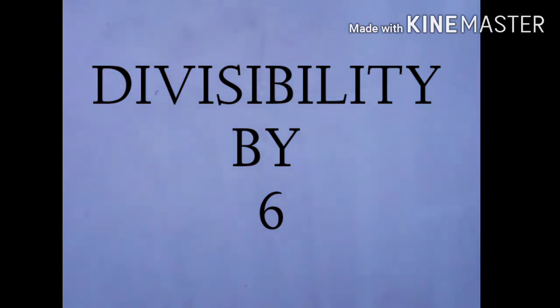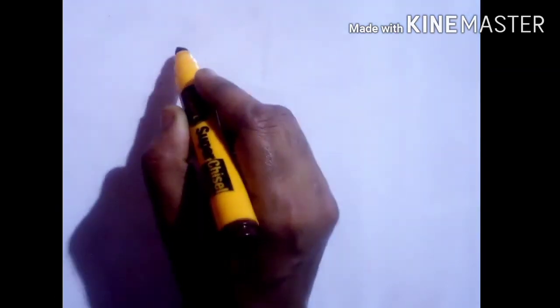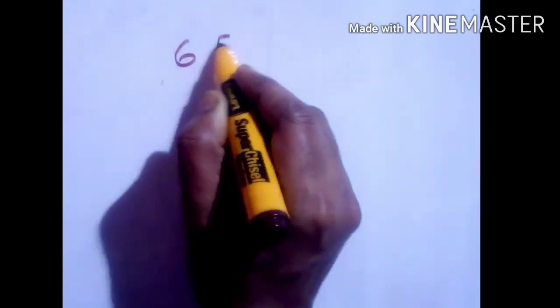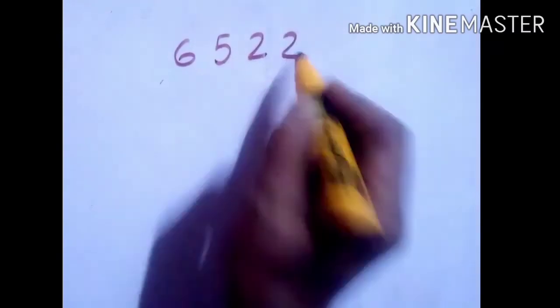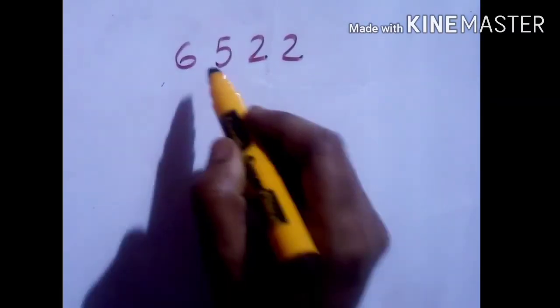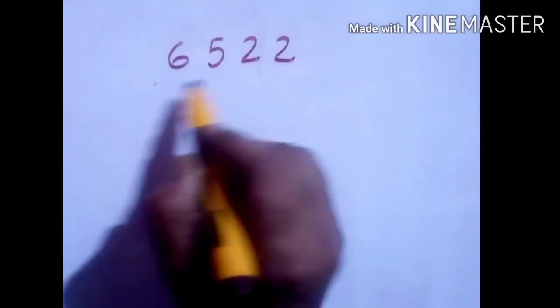3 means if the sum of the digits of a number is divisible by 3, then the number is divisible by 3. So let us take one example, that is 6522. So how to check the divisibility by 2?